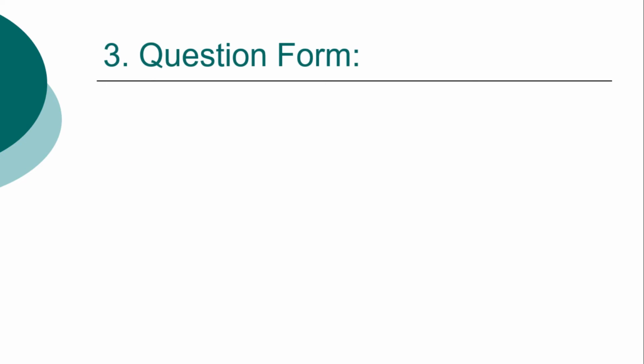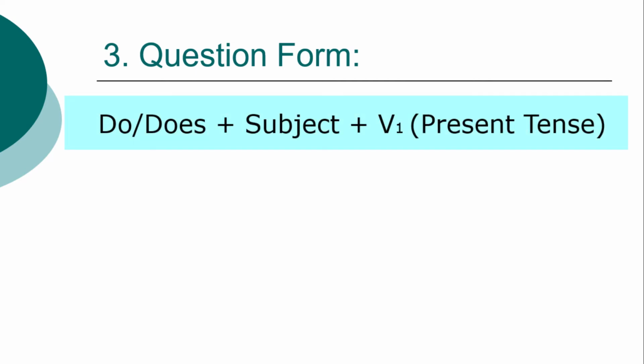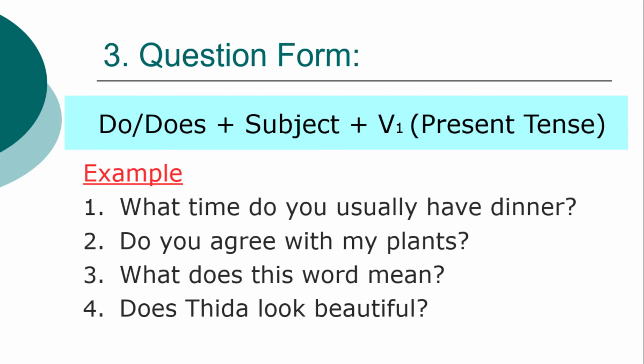Question form. The question form of present simple is do or does plus subject plus verb 1. Let's go to the example. Example number 1. What time do you usually have dinner?